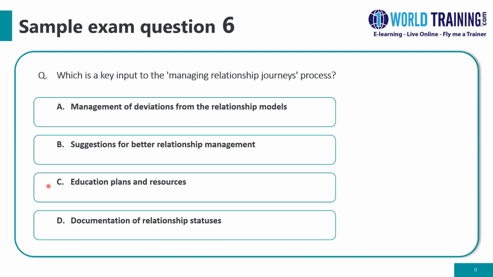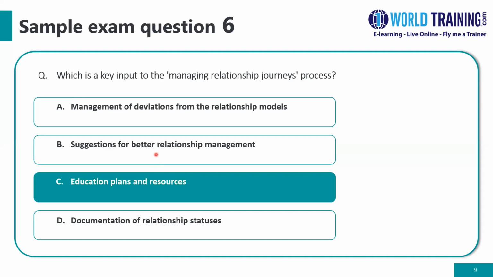Option C, education plans and resources. Yes, this is an input to the journeys process because we do have the training and awareness materials as an input there. Option D, documentation of relationship statuses. I probably mentioned structure earlier. It was a small error, but it's relationship statuses. This is an output. This is basically the relationship records output of the journeys process. Therefore, the correct answer would be option C, education plans and resources.